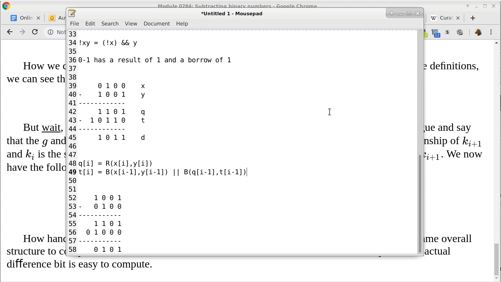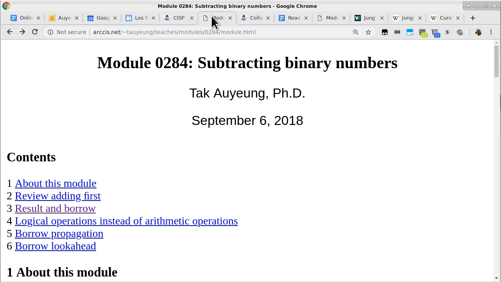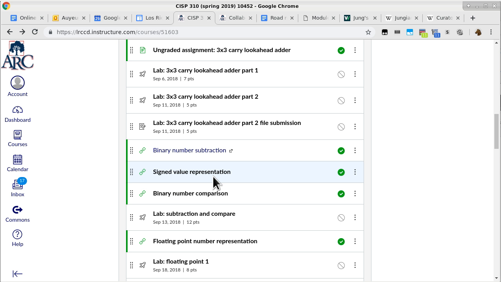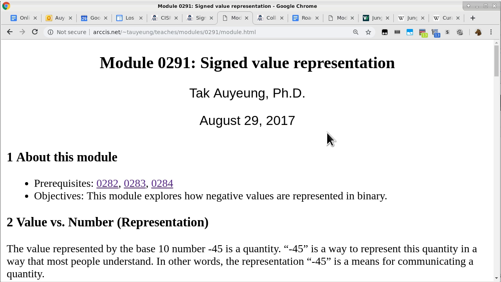So are we good with subtraction and addition in binary? We good? All right. So what is the next topic? I believe it is comparison. How do we know a number is larger than another number or not? So we are now going to signed value representation. This is really fun, because how do we represent negative values? That becomes the next question.